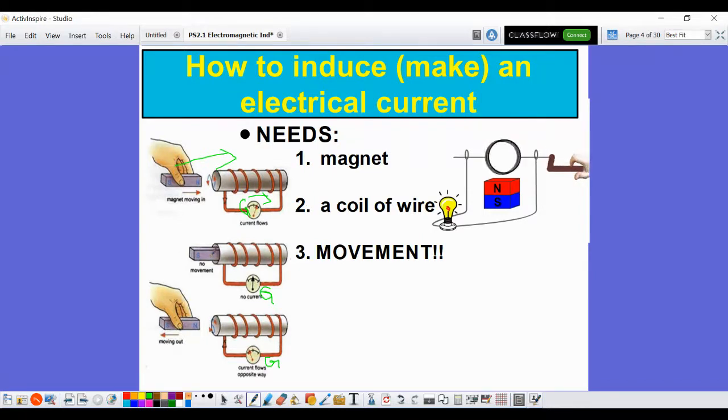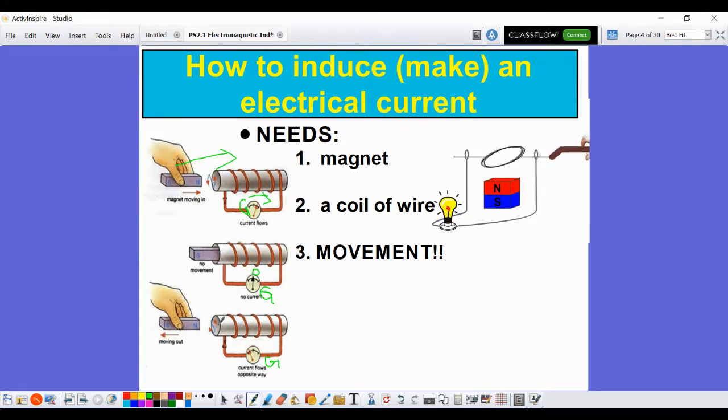Here, there is no movement. The magnet is sitting within the coil of wire. It doesn't matter that it's sitting within it. It has to move. And because it just was sort of left, nobody is causing it to move. There's nothing to move it. Notice your galvanometer. It's at 0. This represents 0. There is 0 electrical current.